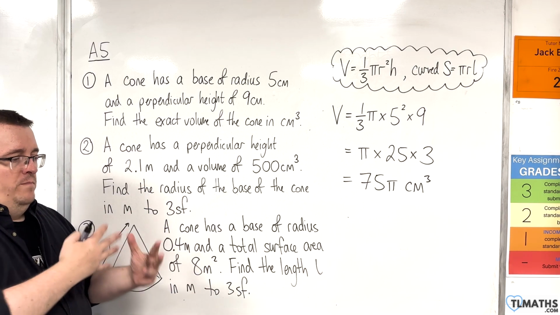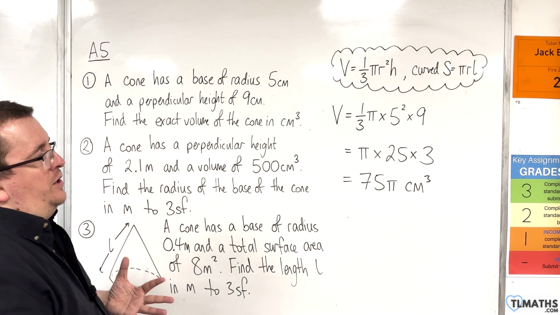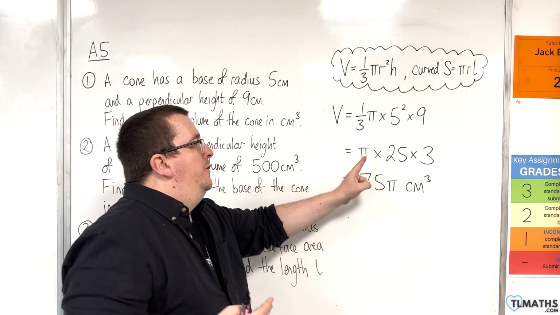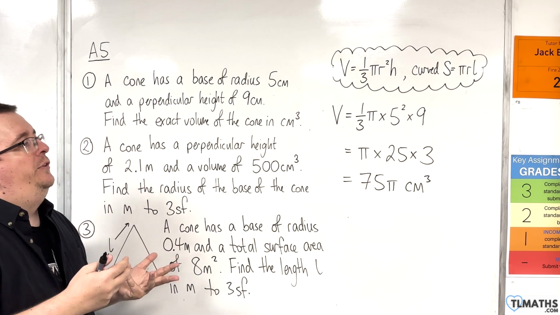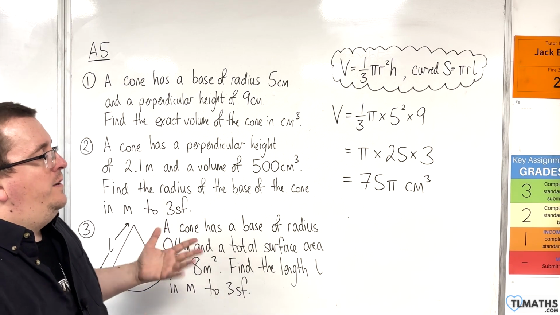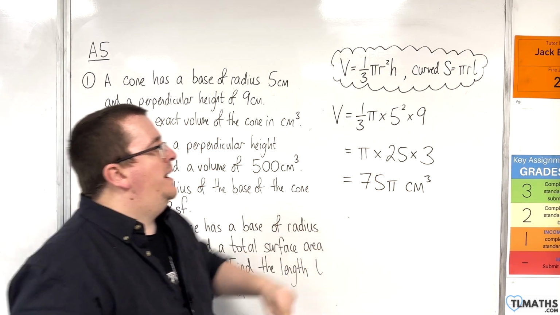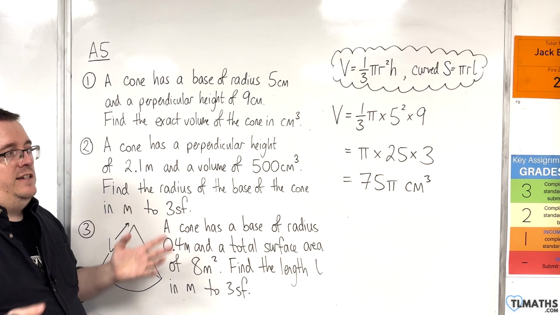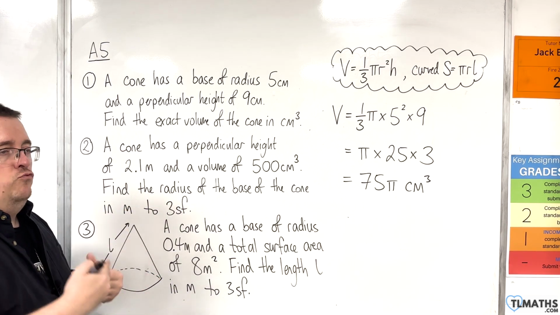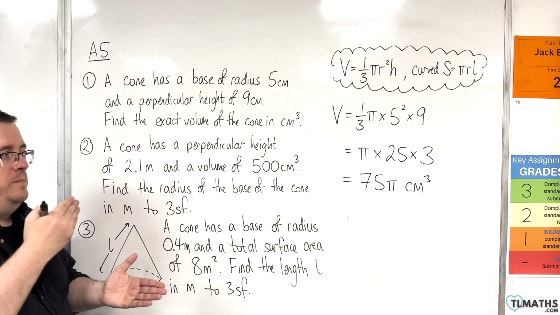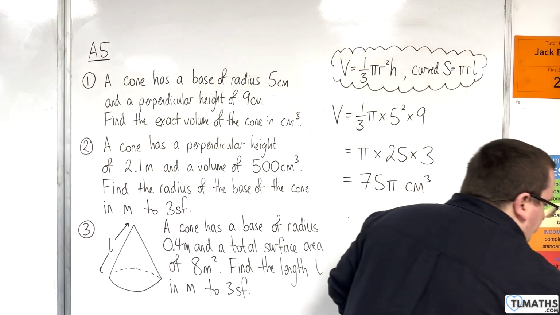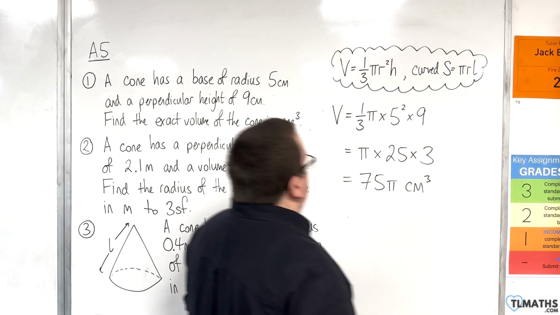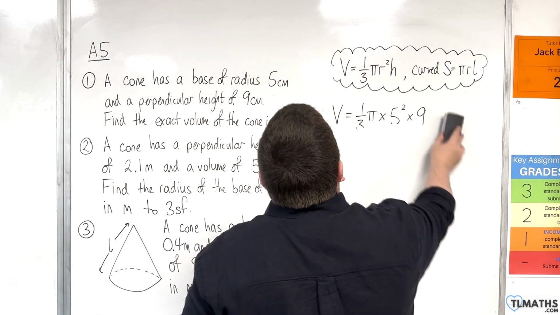So remember, when you're working with exact volumes or exact areas and pi is involved, just leave pi alone, deal with the numbers. Some of them you're going to be able to do in your head or on paper. Others you might need to use a calculator, but you can still write it in that exact form. Just don't go into pi in decimals. Okay, so that's our first one.